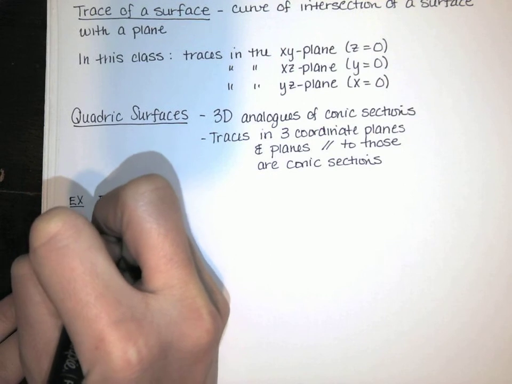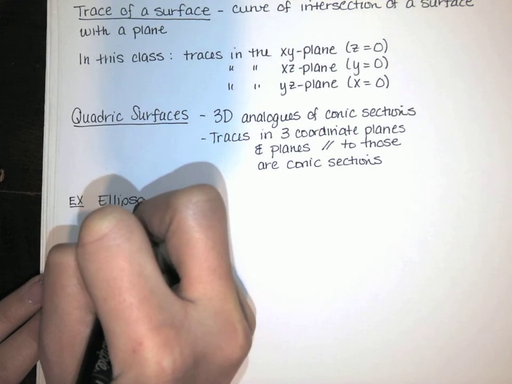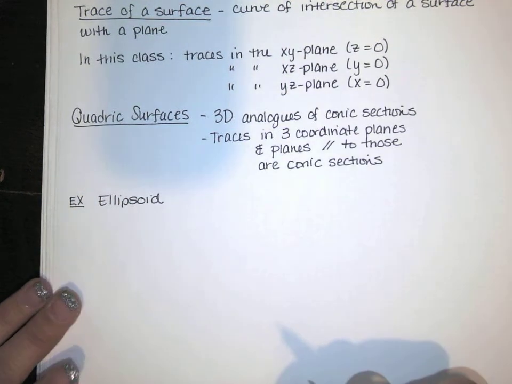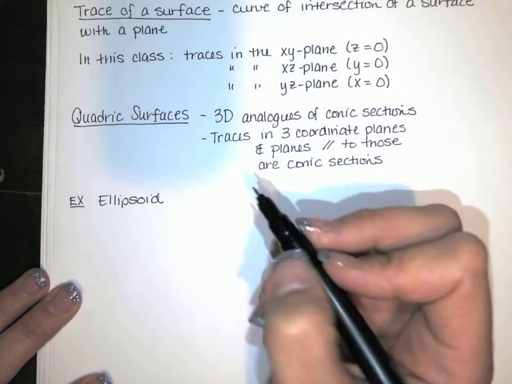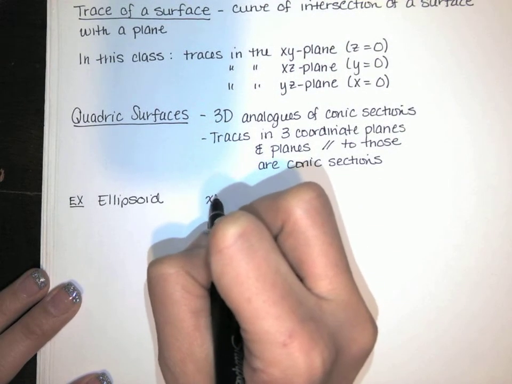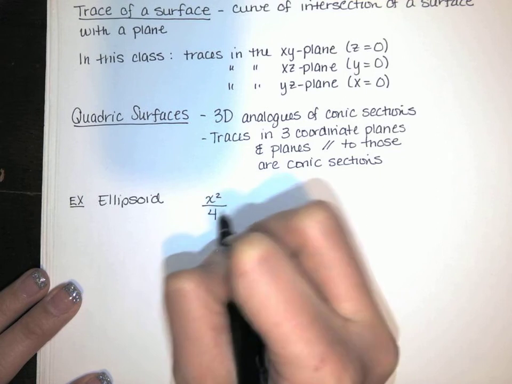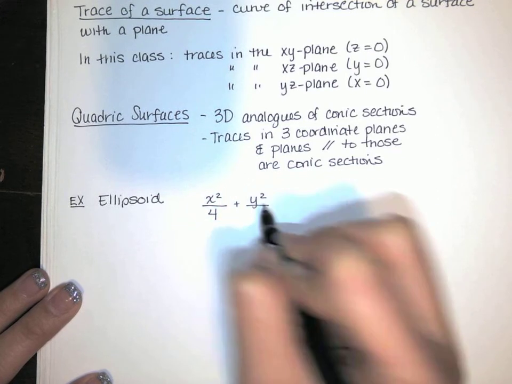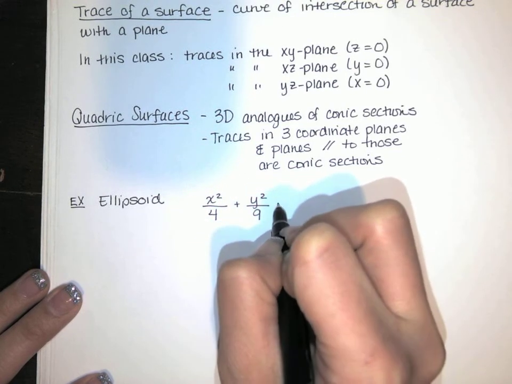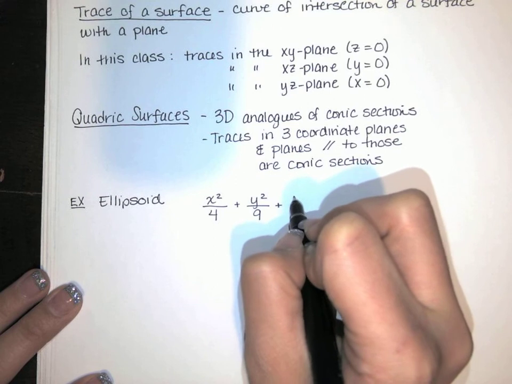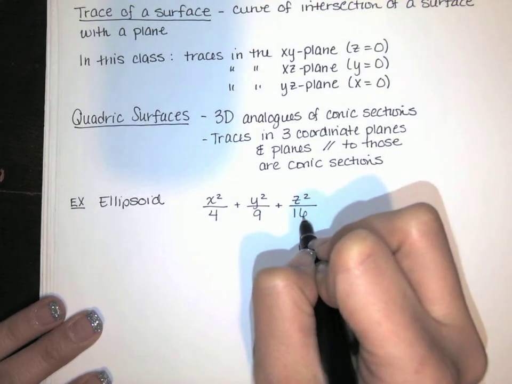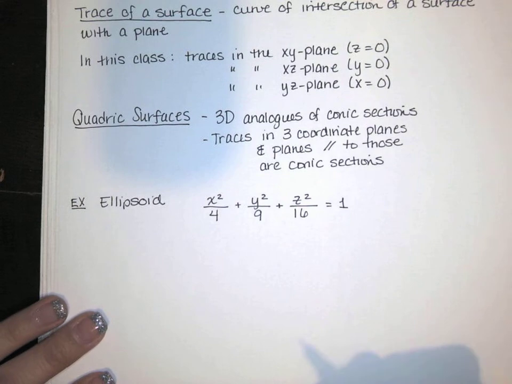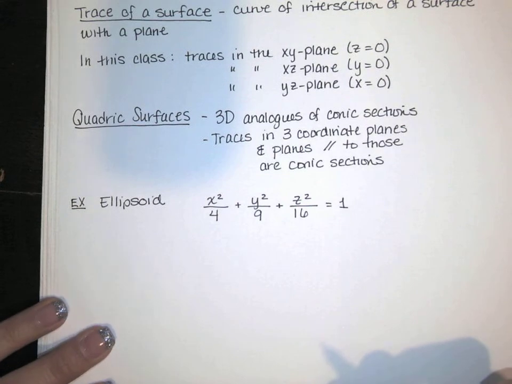This one turns out to be called an ellipsoid, and you'll see why shortly. For simplicity, I'm going to center this ellipsoid at the origin. So we'll have x squared over 4 plus y squared over 9 plus z squared, let's say, over 16 equals 1. This is the equation of an ellipsoid.